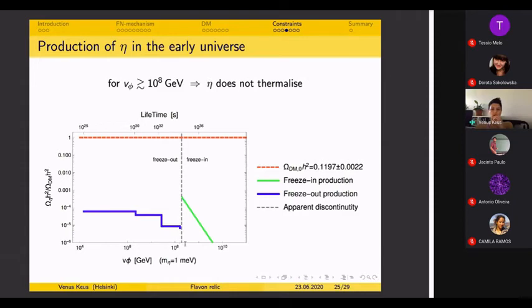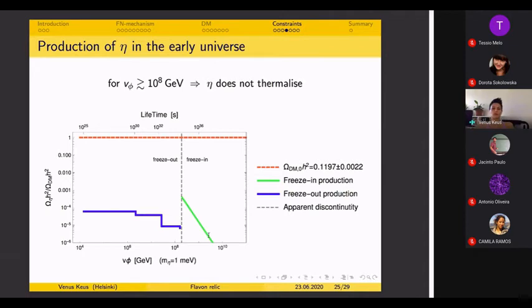But as you go above 10 to 8 or so GeV, the interactions with the standard model are so weak that your dark matter doesn't come into thermal equilibrium with the standard model bath, and you're basically producing it through a freeze-in mechanism. So then this jump obviously is not a physical thing. It is due to the assumption that, okay, from this point onwards, eta doesn't thermalize with the standard model bath anymore. And it's a different process that is in charge of producing eta.